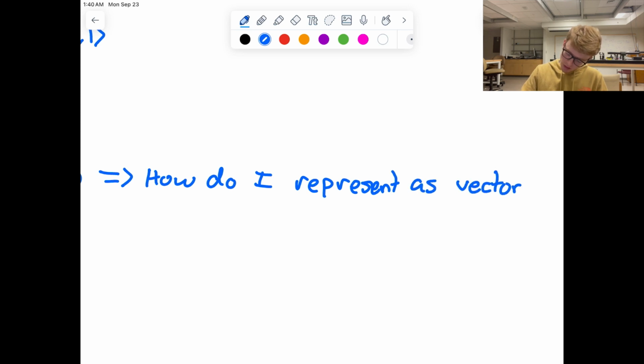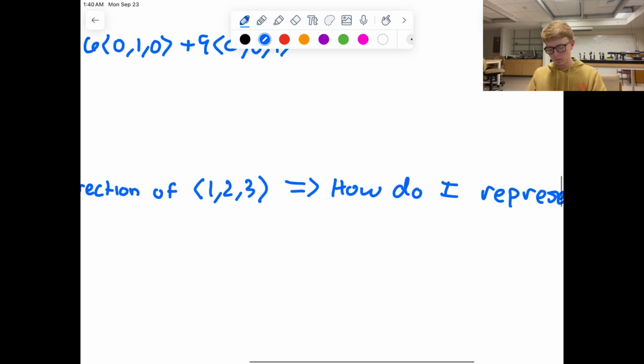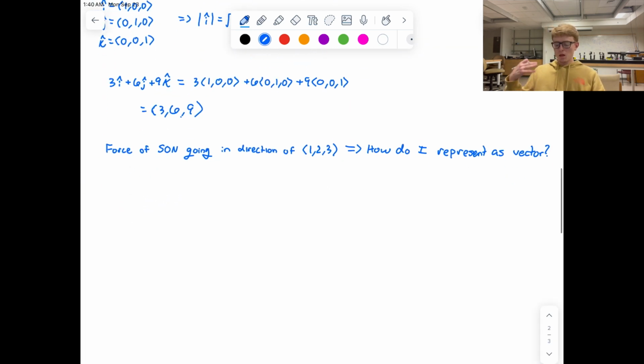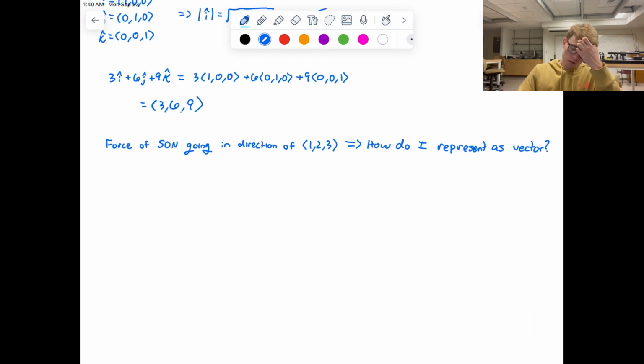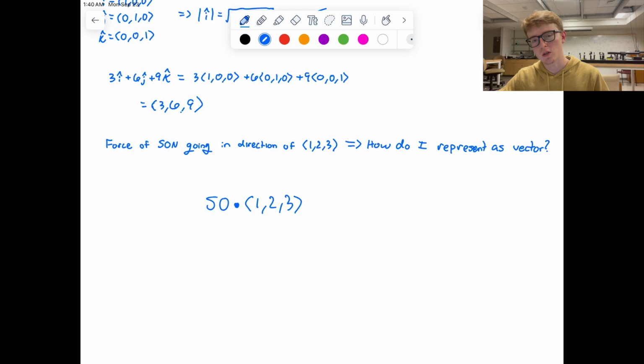As a vector. How do I represent that force as a vector? Okay, so we immediately might just say, well, the magnitude is 50 newtons. So 50 newtons times, and I know the direction. So that's my magnitude, 50. I know the direction is 1, 2, 3. So there we go. Now we've got a vector that has 50 newtons as its magnitude. It's going in this direction.